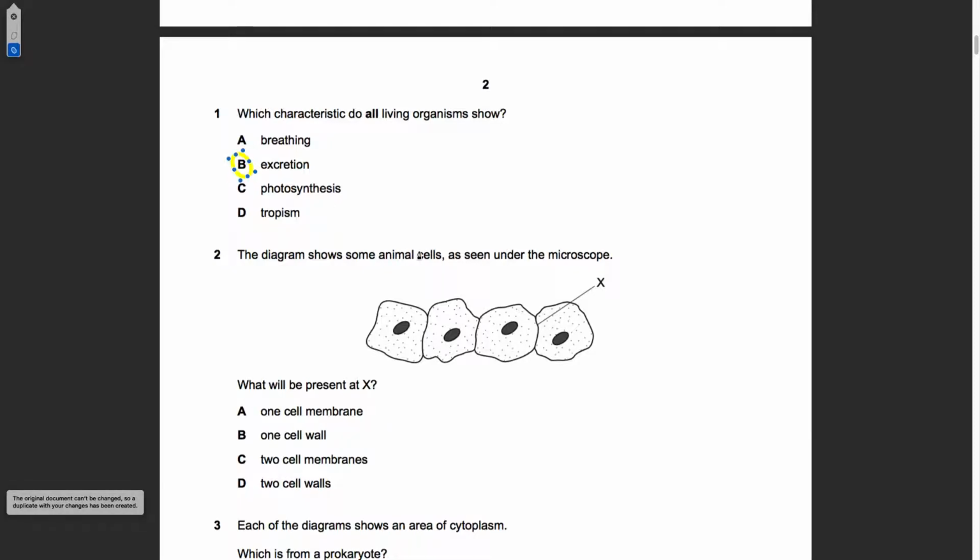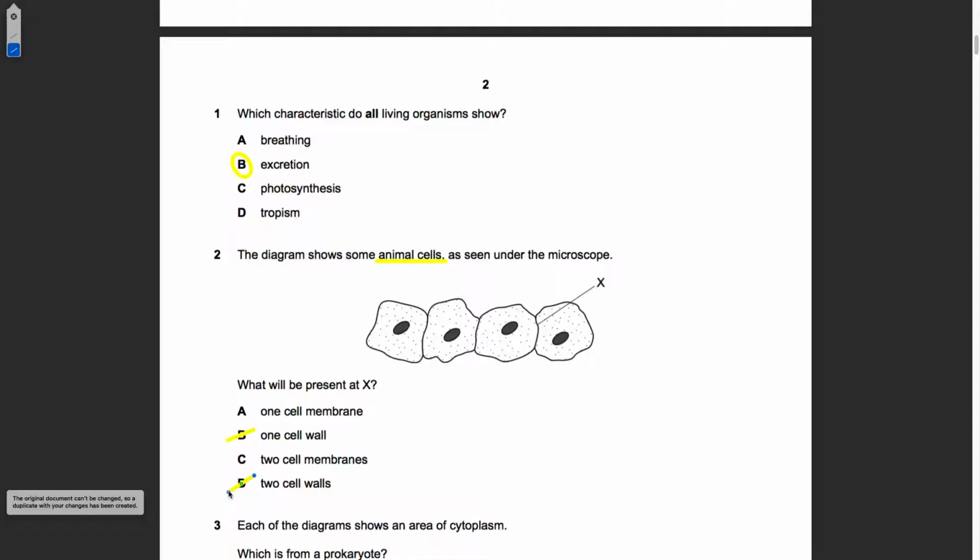Okay, question 2, we have got 4 animal cells seen under a microscope, and the question is, what will be present at X? Now, these are animal cells. So first of all, looking at our 4 answers, 2 of the answers mention cell walls. Now, as these are animal cells, there are no cell walls. So straight away, we can cross through B and D. And don't be afraid to do that on your exam paper.